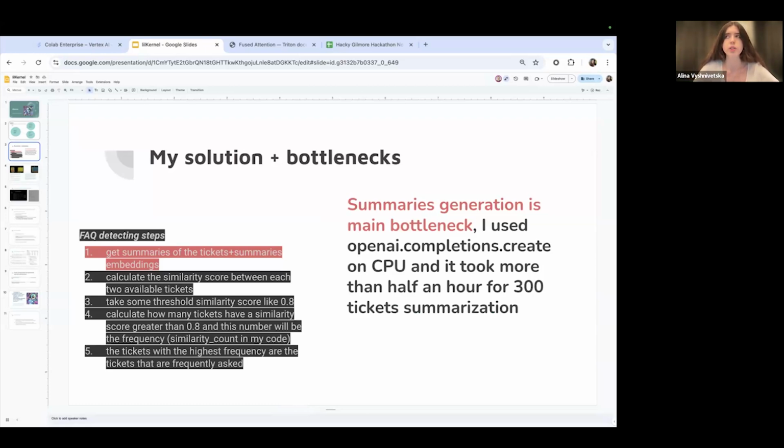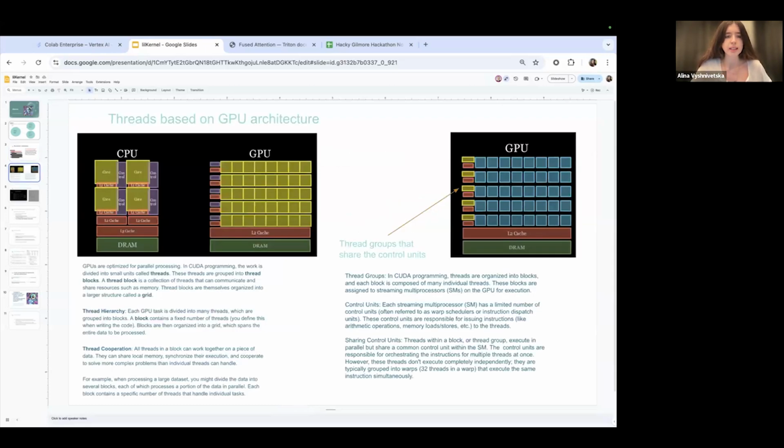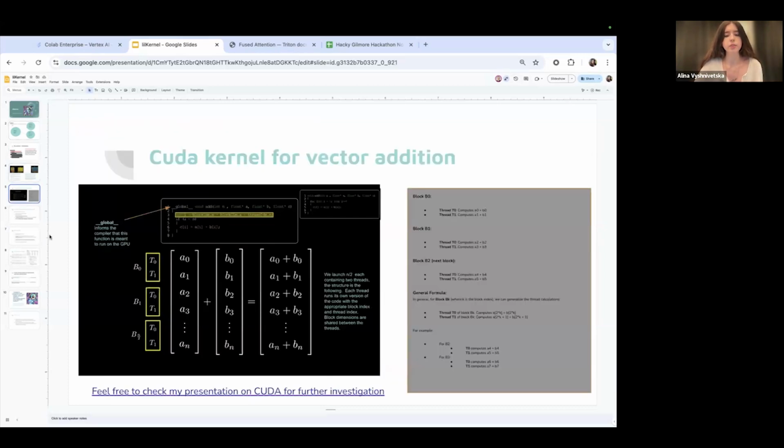So for the hackathon, I used Colab, where I had an A100 GPU, I believe, from NVIDIA, and here I just quickly describe the main idea behind CUDA kernels, and I will not go deep into it because it's not interesting for everyone, but I have a link for my presentation I did on that, and if anyone is interested, you can take a look.